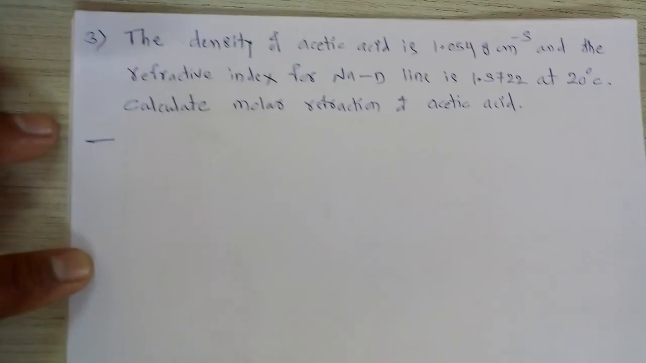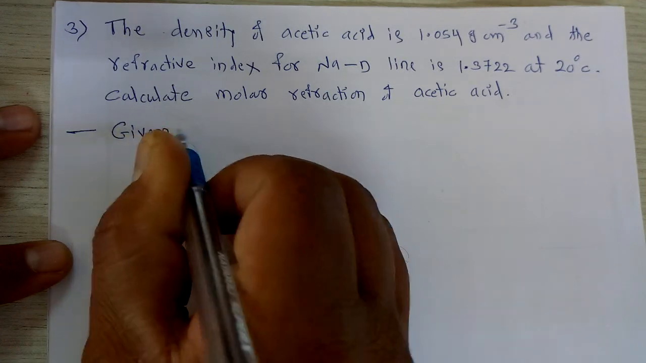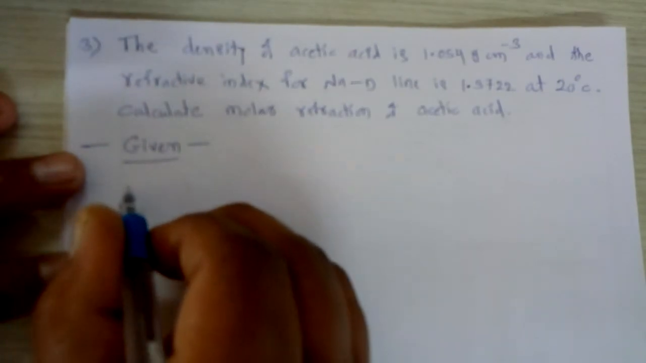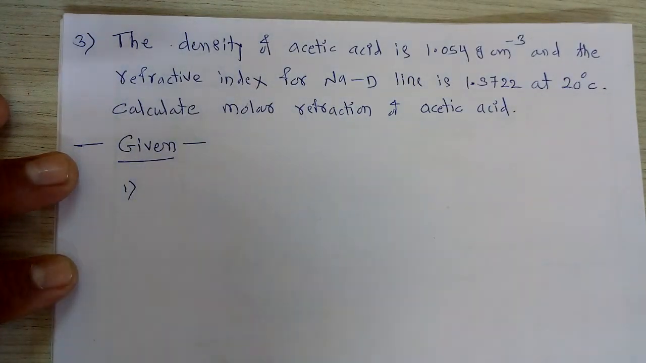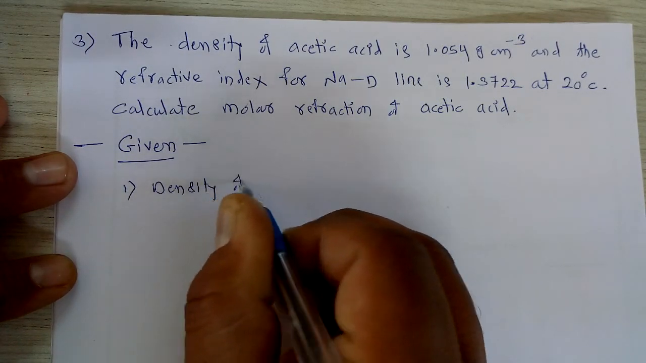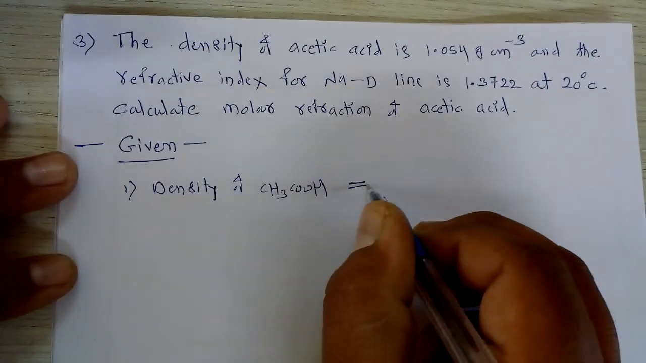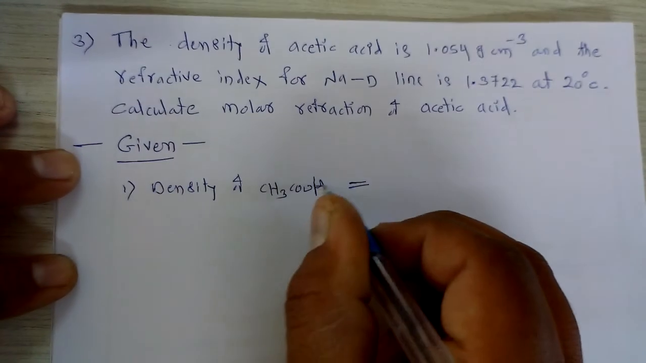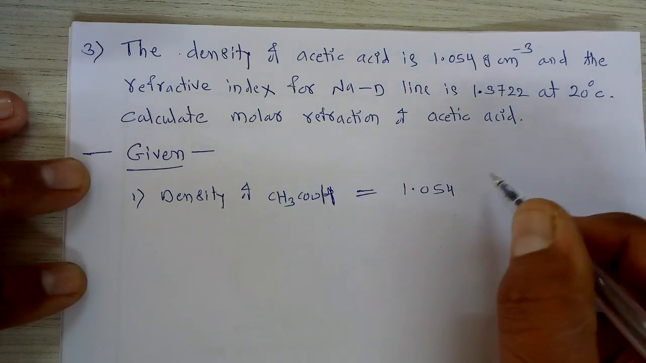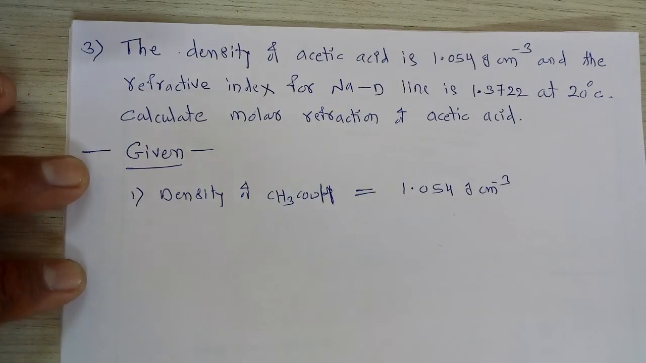Now first of all we are going to write the given from this numerical. So what is the given? The first value given is the density of acetic acid. Density of acetic acid is equal to 1.054 gram per centimeter cube. So this is the value for the density of acetic acid.